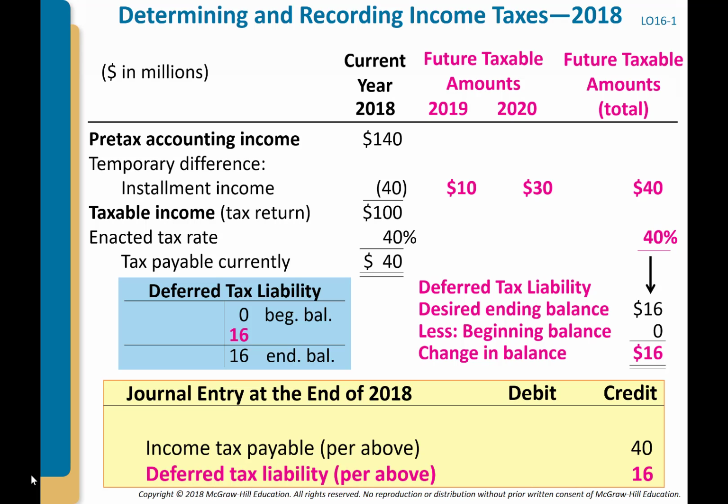That's that credit, right? And then you take a look, and my income tax payable is whatever I have on my tax return times the tax rate. That's what I'm going to send a check to the IRS for, right? Is this a check to the IRS?